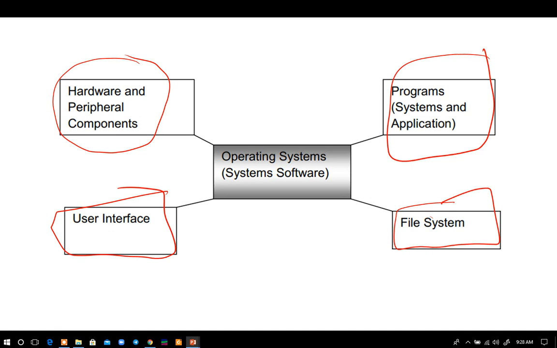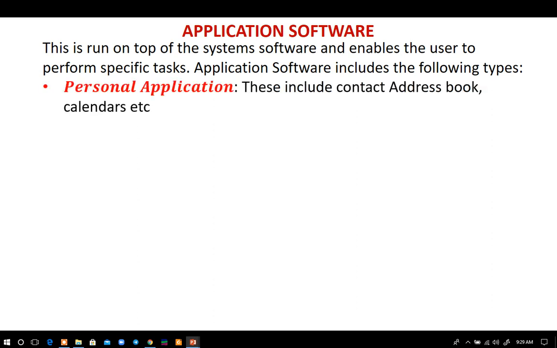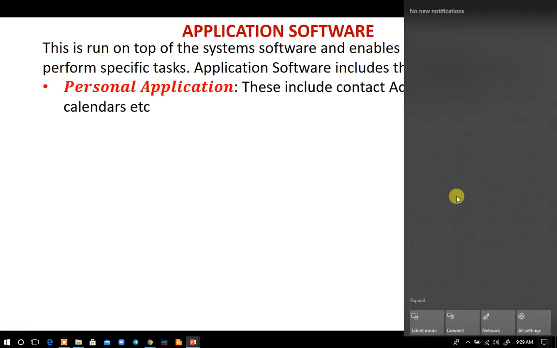That's the interface. Interfaces are different depending on each application that you're using. Alright, so application software runs on top of the system software and enables the user to perform specific tasks. Application software includes the following types. So we have a lot of application softwares. The first one is personal application. Personal applications include the contact address book and calendars.